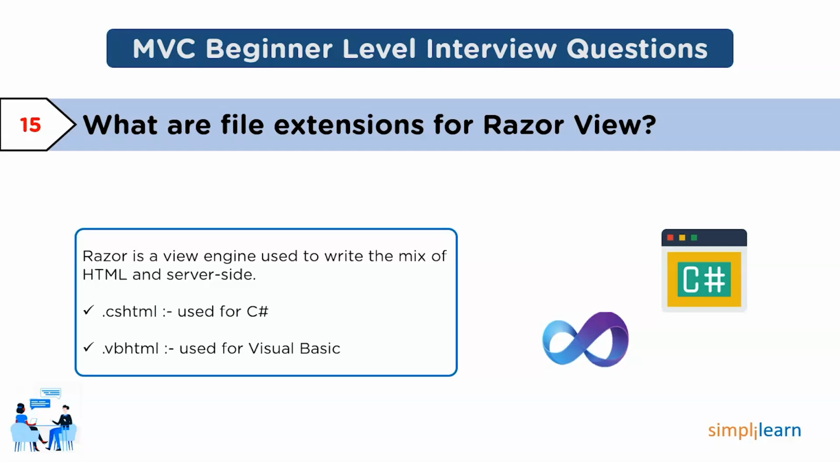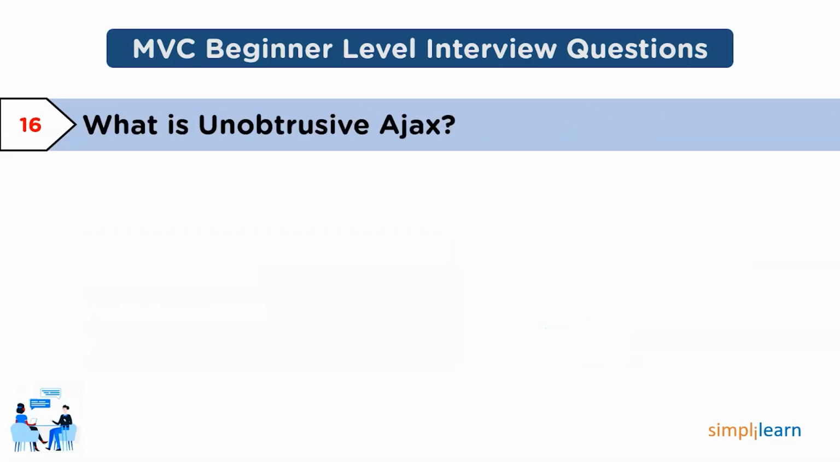Razor in MVC contains Razor Markup, C# and HTML. File extensions of Razor View are divided into two types: .cshtml used for C#, .vbhtml used for Visual Basic.